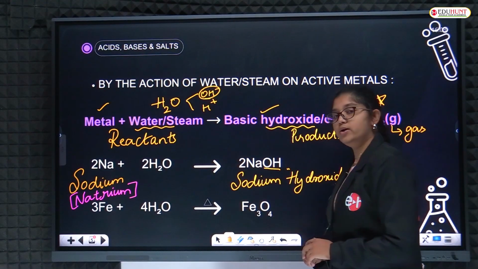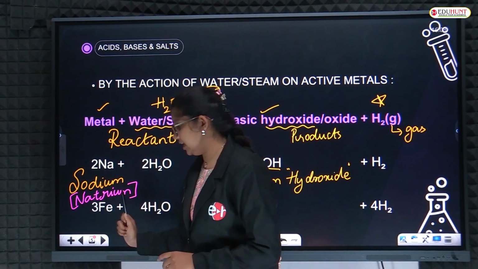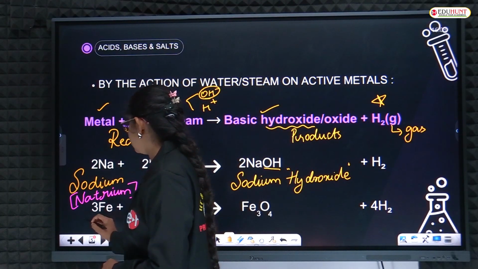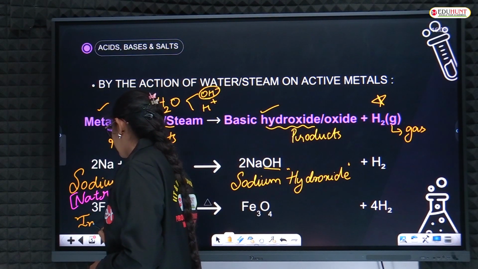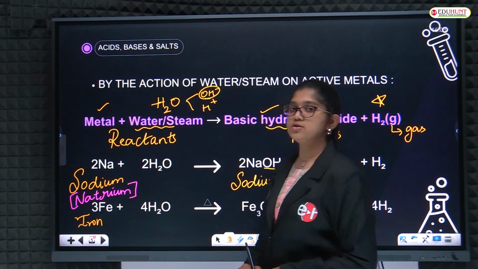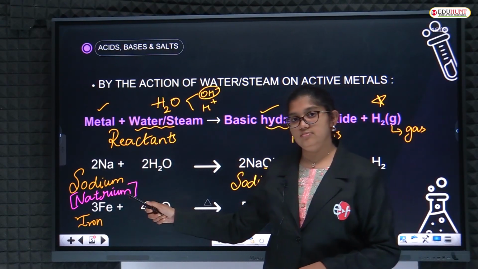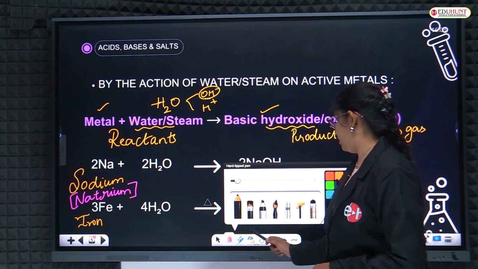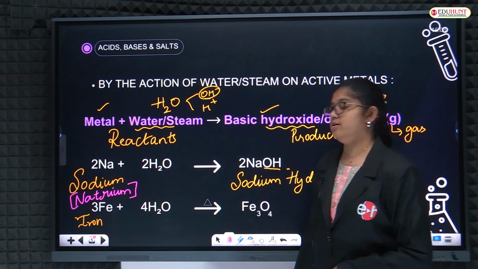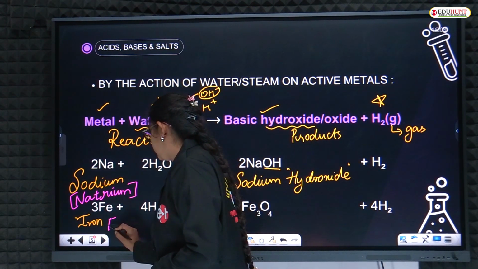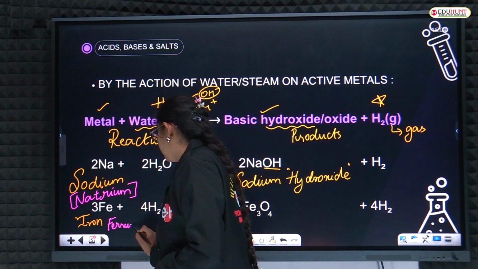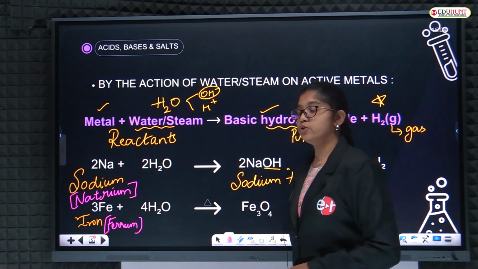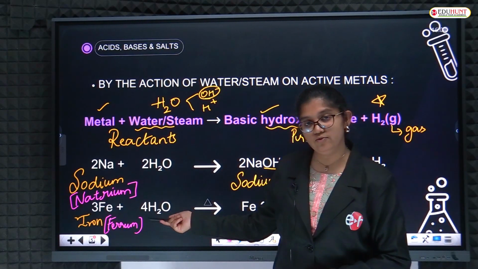Simple. Now moving to the next example, that is 3Fe. What is Fe? Iron. Yes, Fe means iron. What is the Latin name of Fe then? Because Fe is iron, but the symbol is Fe, not Ir, right? It is ferrum. What is that, children? Ferrum. Once again, ferrum. F-E-R-R-U-M. Ferrum. And to that we are also adding 4 molecules of water.